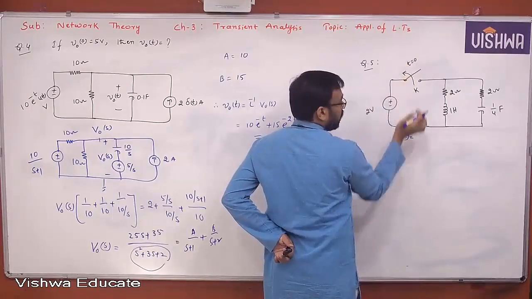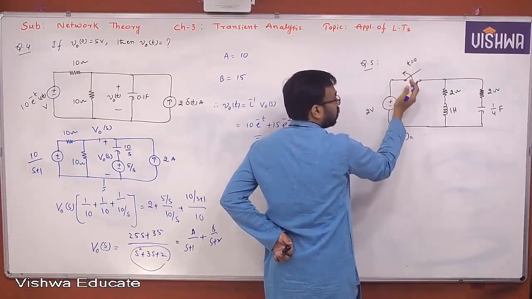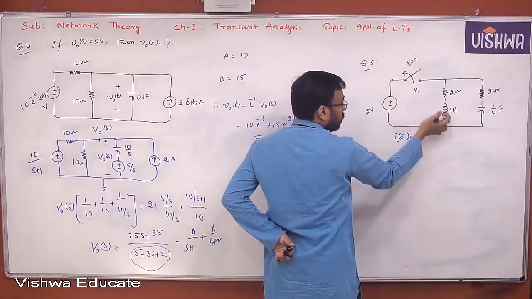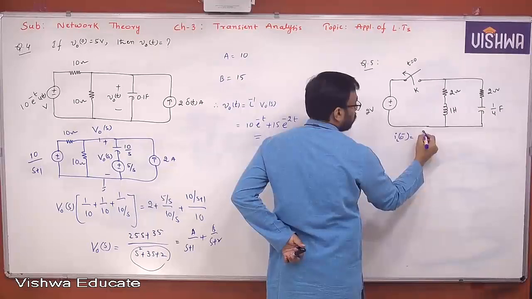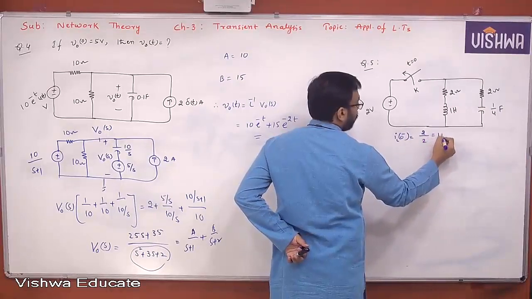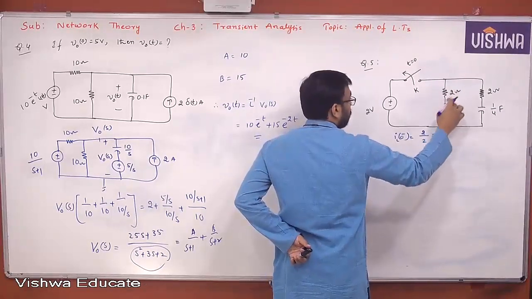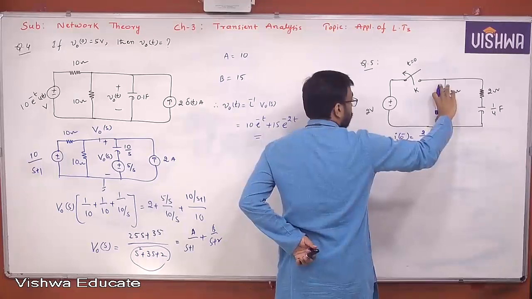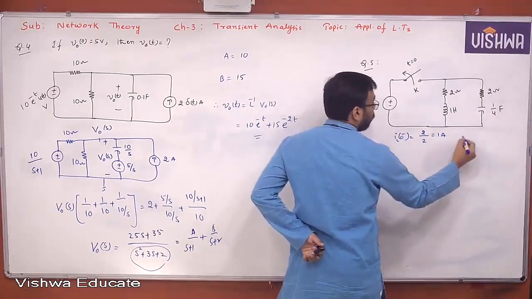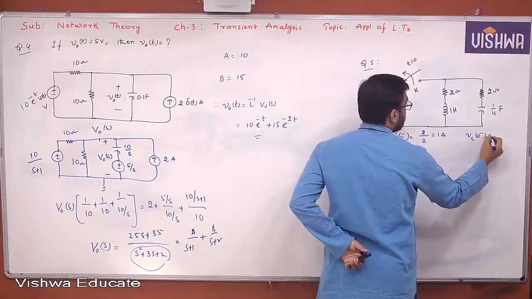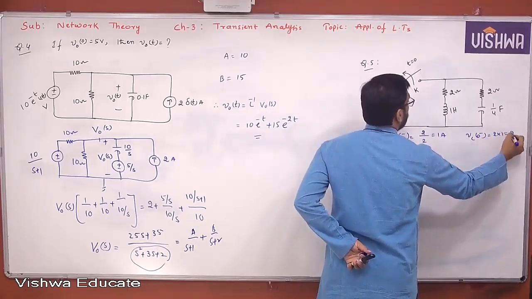Switch closed condition at 0 minus. You are opening it at t equal to 0, so closed condition means short, the inductor is short and the capacitor is open. If it is short, the entire current is passing, so 2 volts by 2, 1 ampere. And 2 into 1, because this is shorted, the voltage across the 2 ohm gives you the voltage across the capacitor because it's acting like an open circuit. Therefore, VC of 0 minus is 2 into 1, that is 2 volts.